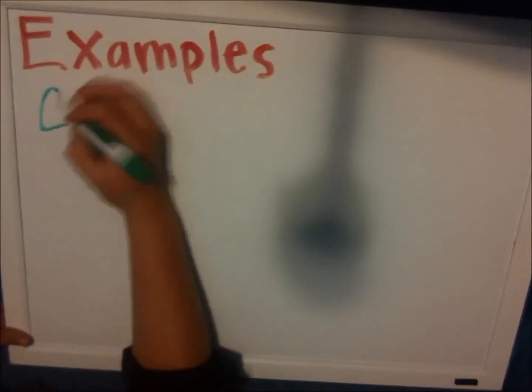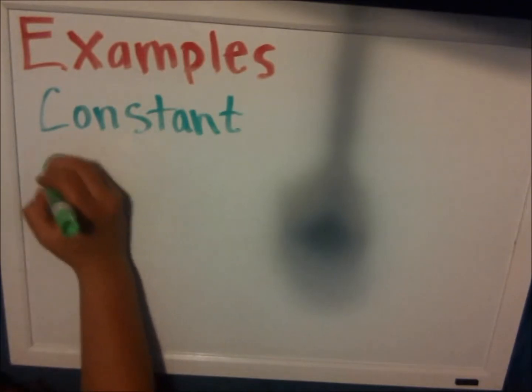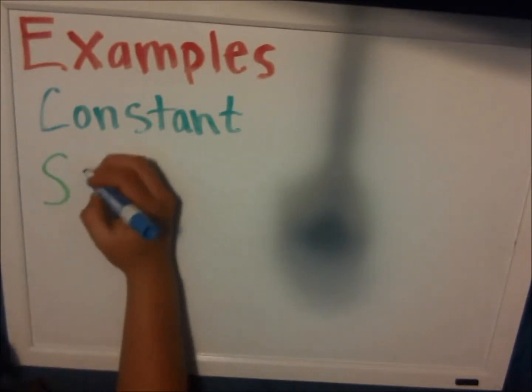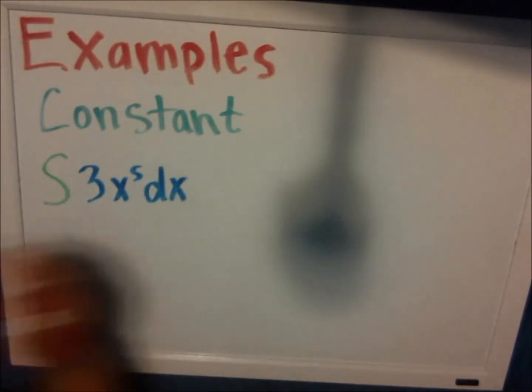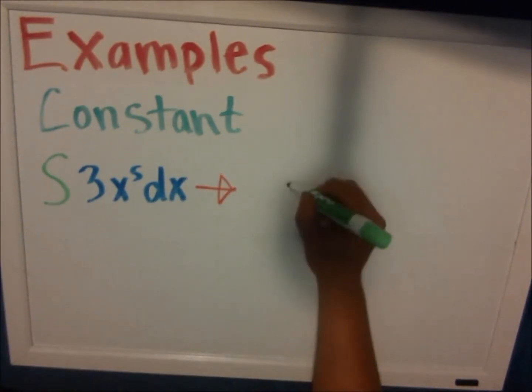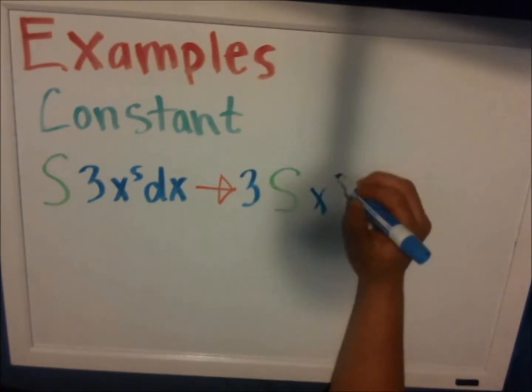Okay, so we're going to have a few examples. Let's start off with constants. So what we're looking at is the antiderivative of 3x to the fifth. When there's a constant in the equation, we're going to kick it out to the outside, so it turns into 3 times the integral of x to the fifth.